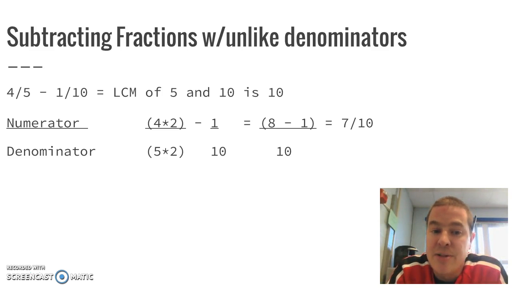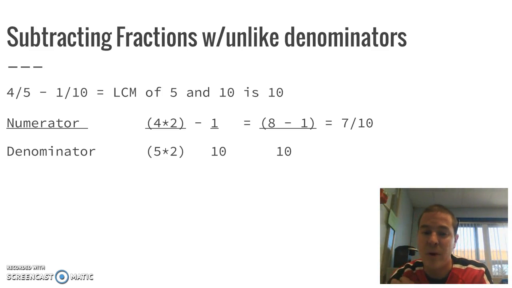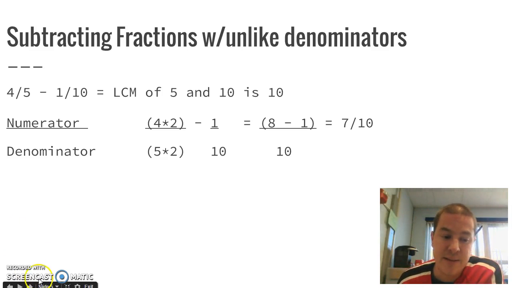All right, so 4 times 2 is 8. So now the first fraction, 4/5, turns into 8 over 10. So now it's 8/10 minus 1/10. So I subtract the numerators, 8 minus 1, which is 7. So my answer is 7/10.